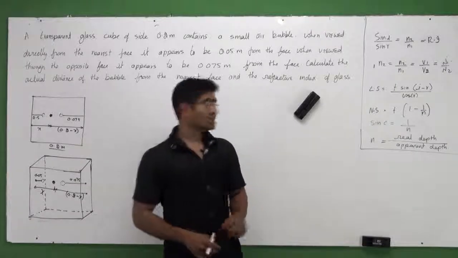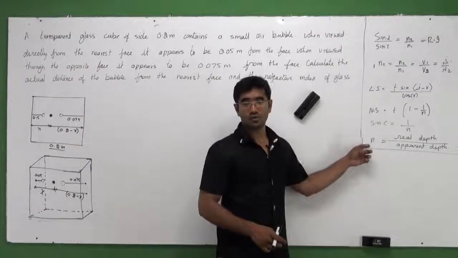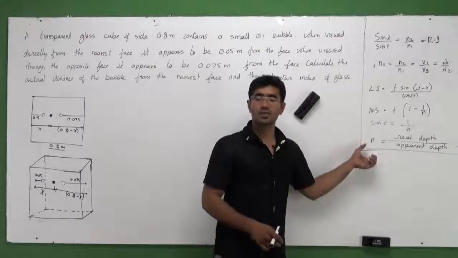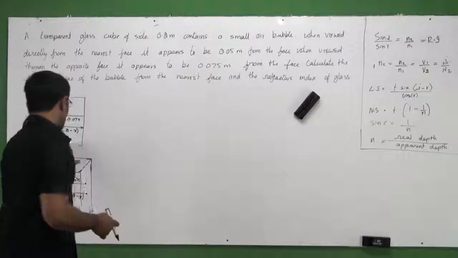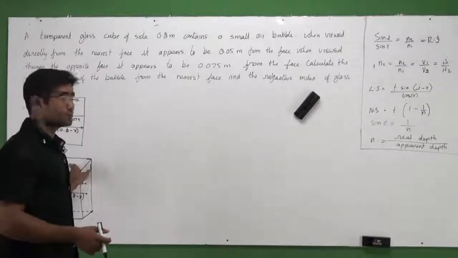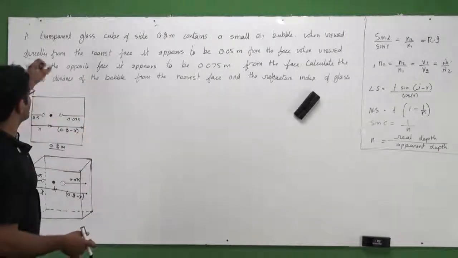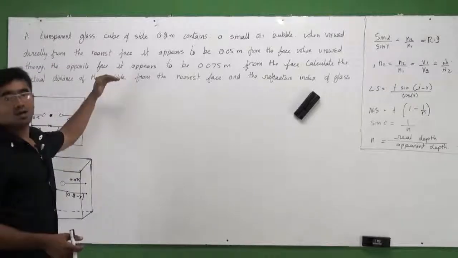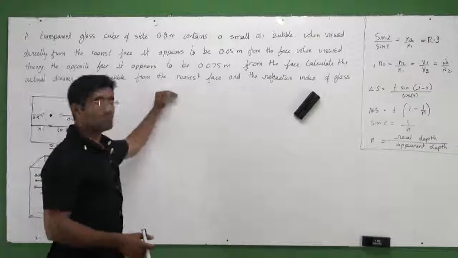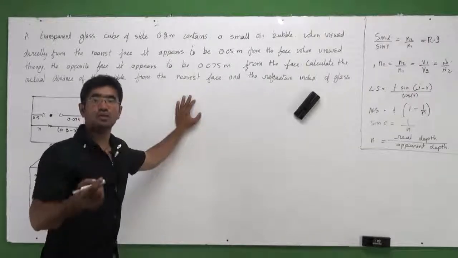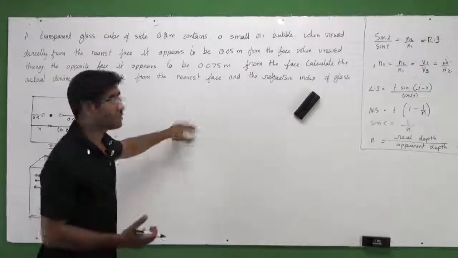Alright, we just understood that refractive index can be found from real depth by apparent depth, and let's see how to use this in this problem. I drew these two diagrams, it takes a lot of time. I hope you understand this. Now let's talk about the problem and see how it connects to the diagram. But in fact, when a problem is given to you, you should be able to draw the diagram yourself. Anyway, we'll discuss how it works.